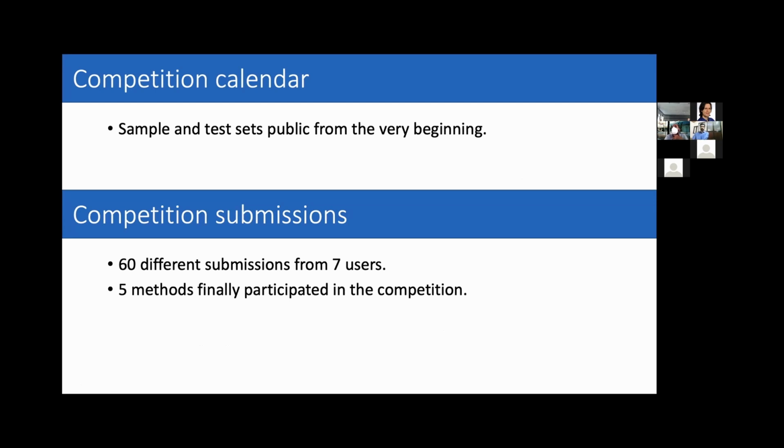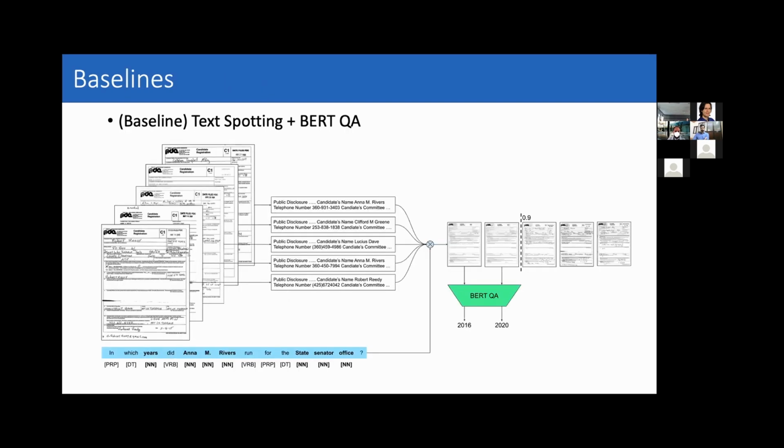In this case, the competition calendar: since the document collection visual question answering task was initially proposed in the previous edition of the competition, the datasets were available from the very beginning. And we also had quite a number of submissions, 60 different submissions from 7 users, from which only 5 methods finally participated. We also proposed a couple of baselines.